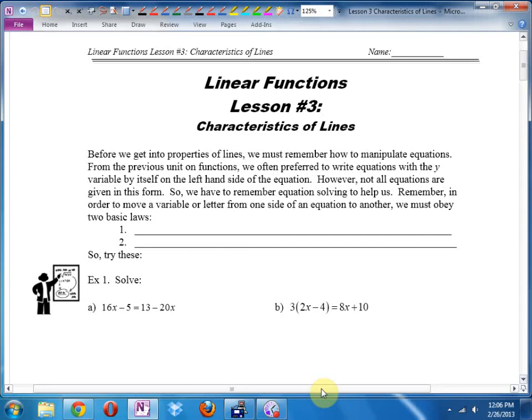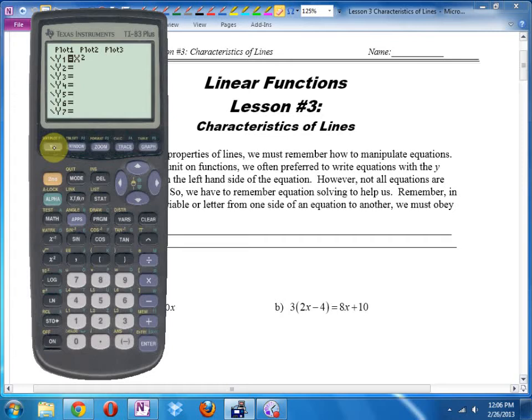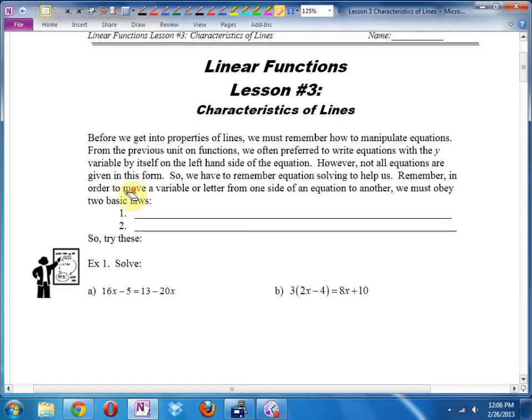Okay? In fact, when you're solving equations, there are 2 rules. So I wrote down here, from the previous unit on functions, we often preferred to write equations with the y variable by itself. In fact, on my graphing calculator, if I want to graph, I have to get the y by itself. It won't graph anything if I don't get the y by itself. So this skill you'll use next year and the year after in your math as well. However, not all equations are written with the y already by itself. So we're going to be using equation solving, and remember, there are 2 rules in equation solving.